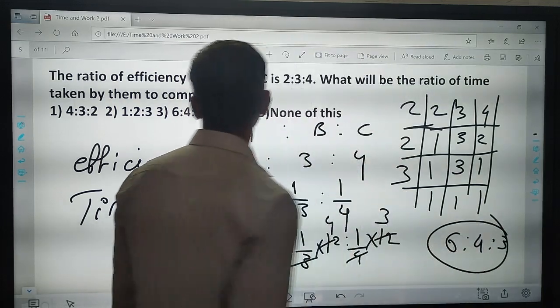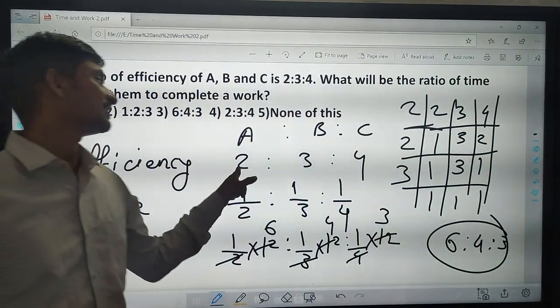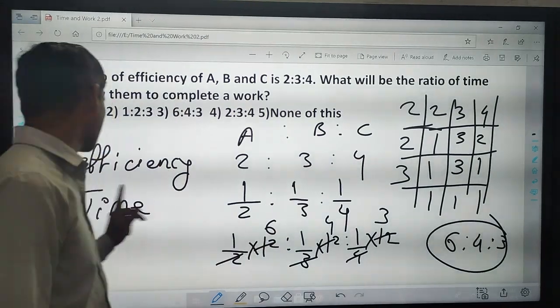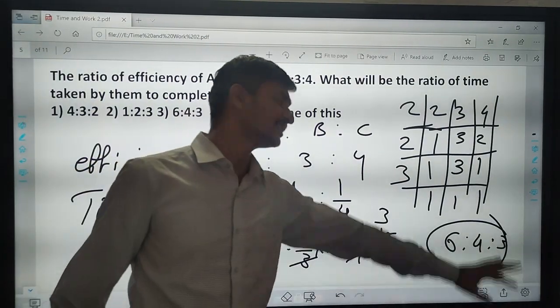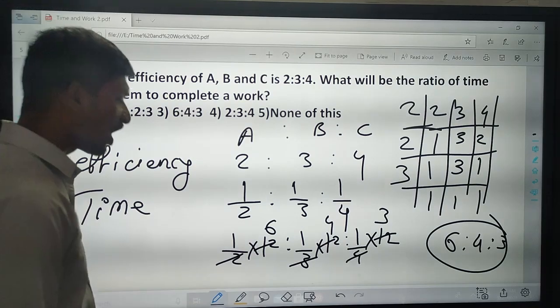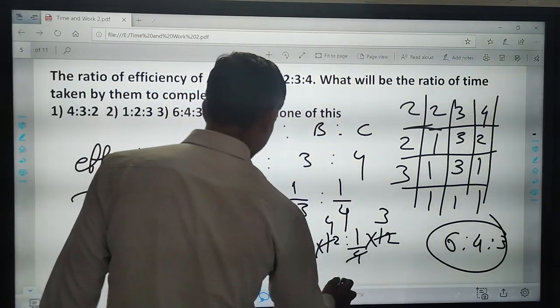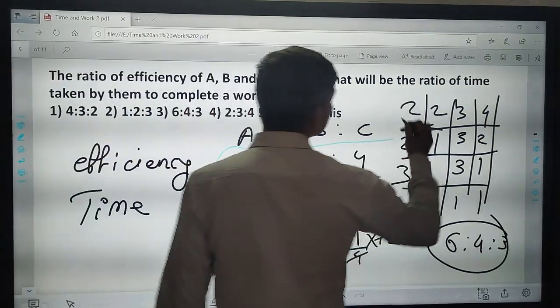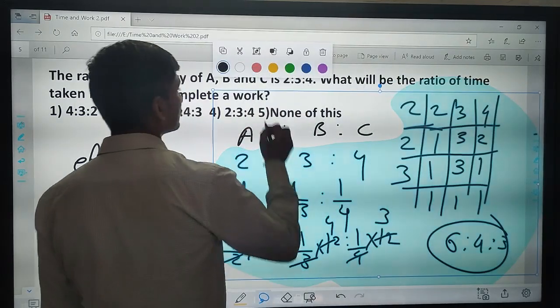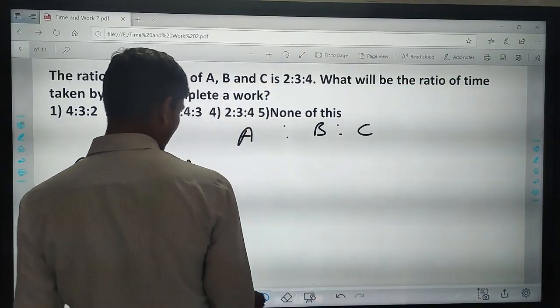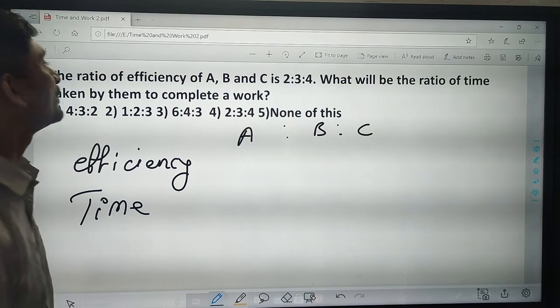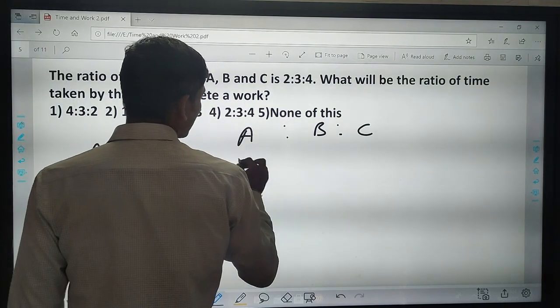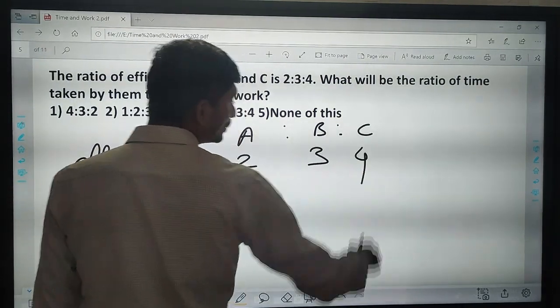6 to 4 to 3. Here the ratio of efficiency is 2 to 3 to 4, so the ratio of time taken is 6 to 4 to 3. Or directly we can write the ratio of efficiency of A, B, C is 2 to 3 to 4.